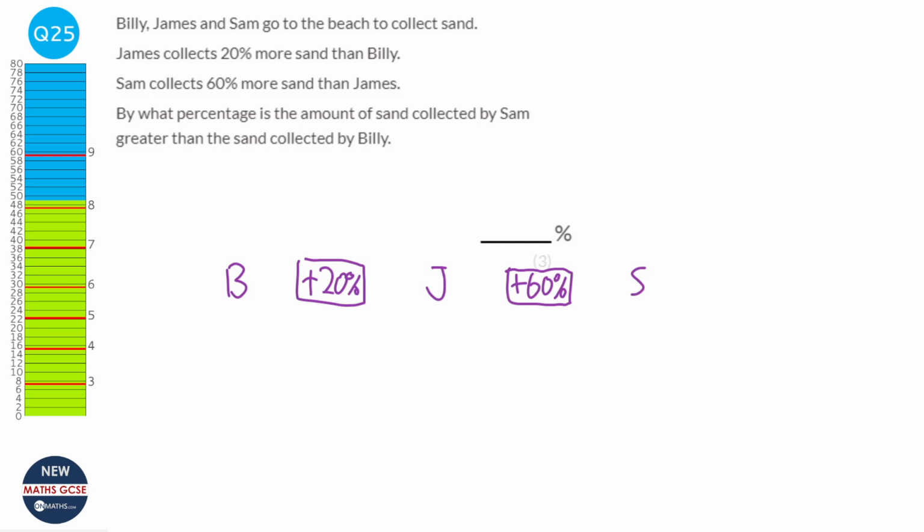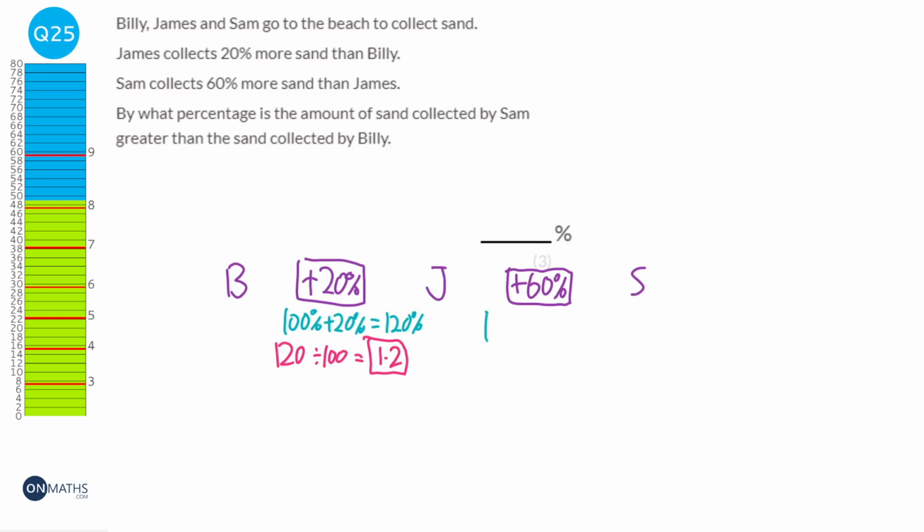So we're going to start off with 100%, add the 20%, and that would be 120%. Then we get the 120, divide it by 100, and that gives us the multiplier, which would be 1.2. So the multiplier from Billy to James is 1.2. However much Billy has, if we times it by 1.2, we get James's amount. Do the same for James to Sam. Start off with 100%, add 60, is 160%. Then make that a decimal, 160 divided by 100, 1.6. So if we multiply anything by 1.6, it will increase it by 60%.